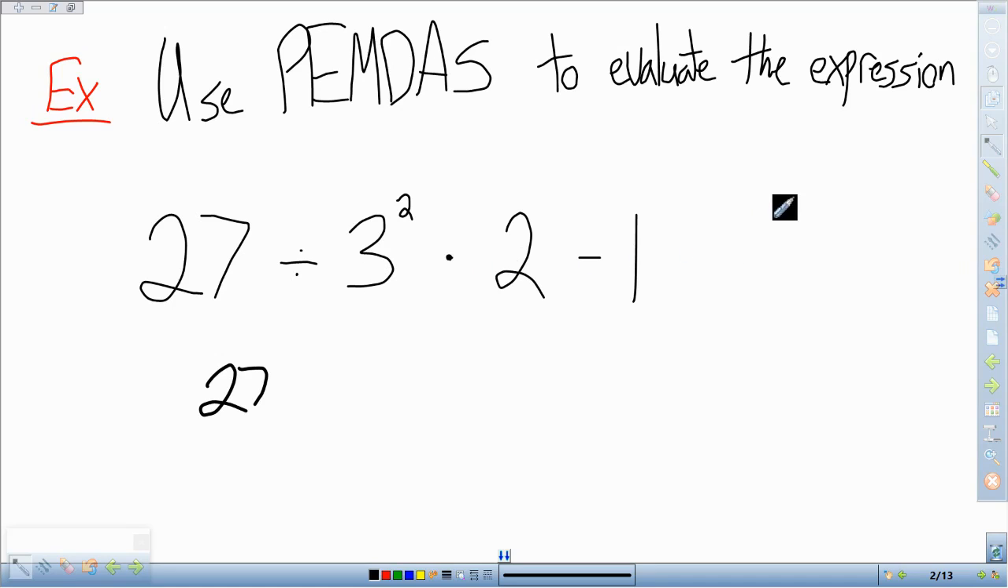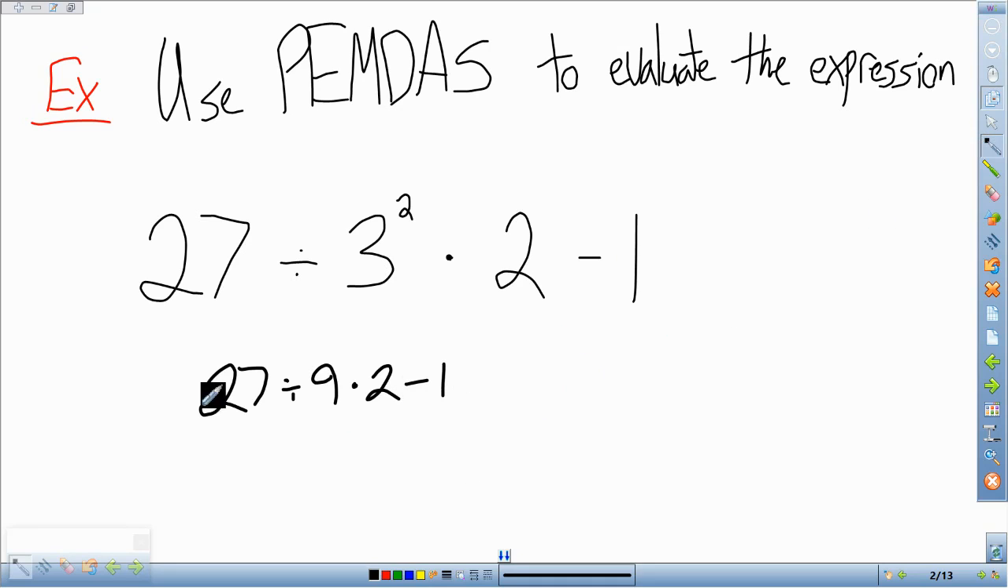Remember, 3 to the power of 2 is saying we're multiplying 3 times itself, or we're multiplying two 3s together, I guess is a way of thinking of it. Okay, so 3 times 3, it looks like we're getting a 9 here. So divided by 9, and then I'm just going to bring the rest of this down. Okay, take this one step at a time. Bring down the 2, bring down the minus 1.